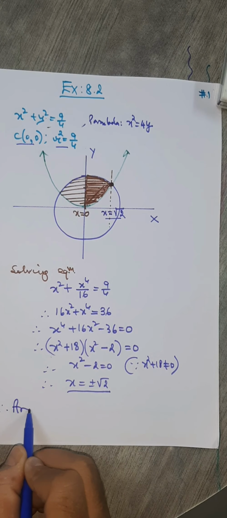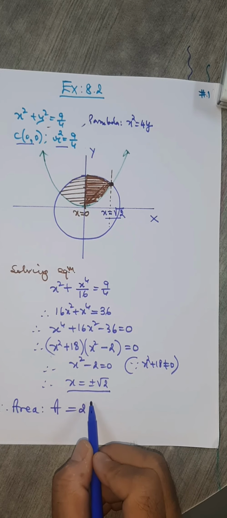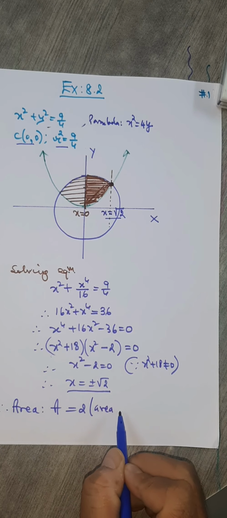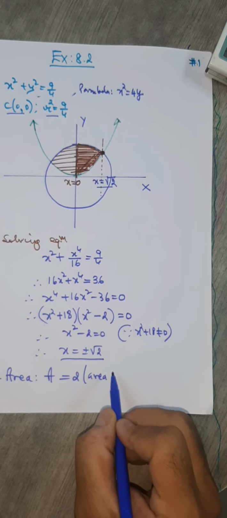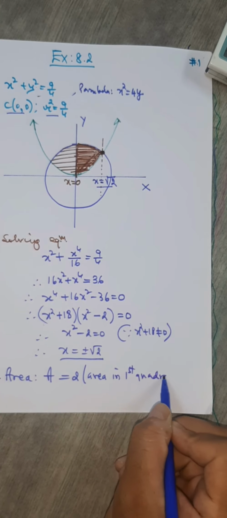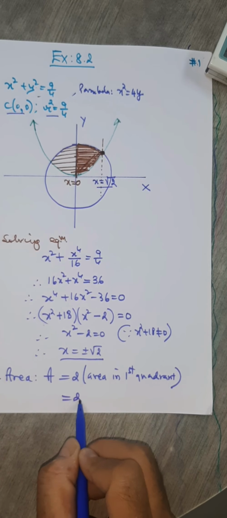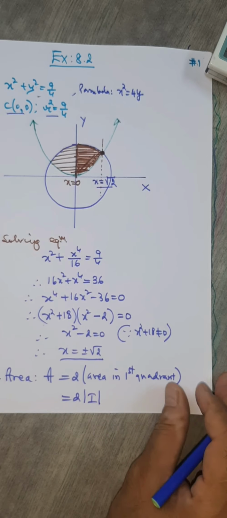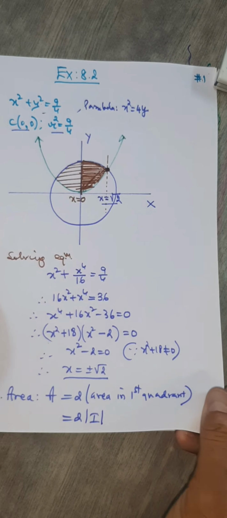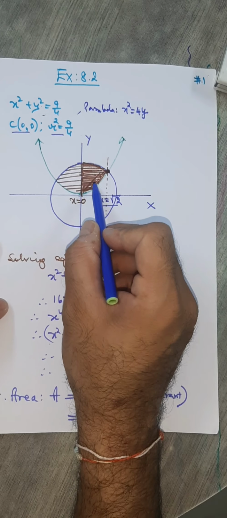So here the area, that is A equals 2 times the area in the first quadrant, you can see in the first quadrant, and then we just double it because the parabola is a symmetric curve. So 2 times modulus of I, remember. Now we'll just find I. What about I? From 0 to root 2. This is the area between these two.